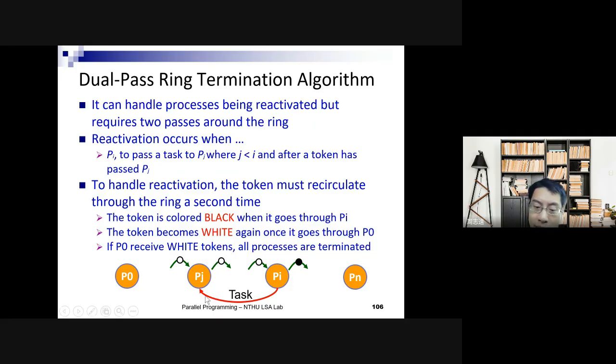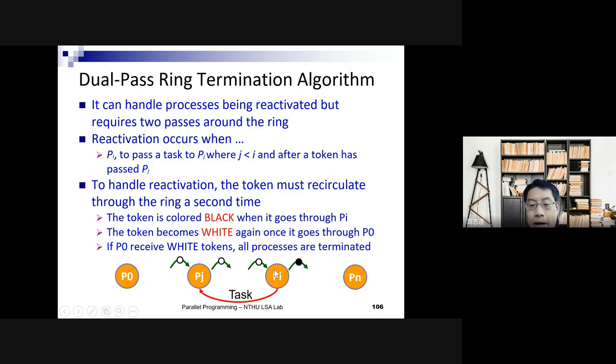Before he sends the backward message, he doesn't trust the token, so he will mark himself as black and wait until the token arrives. And when the token arrives, he will color the token black as well.